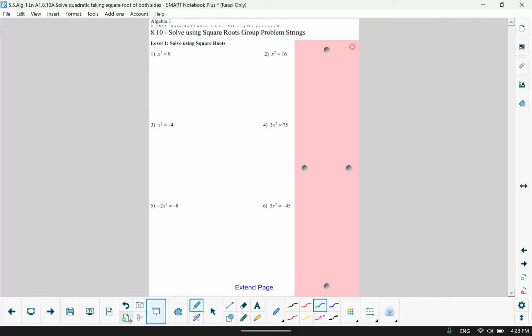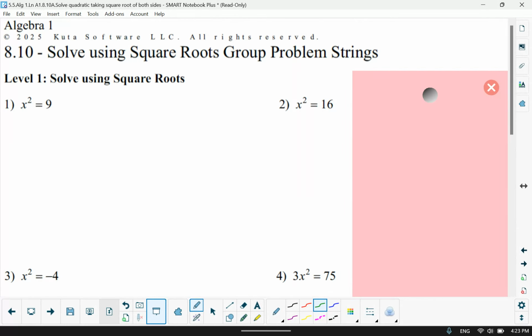I'm going to go ahead and do some odd problems with you and then have you do the evens, checking back for your answers. Let's talk number 1. We're going to solve using square roots. So we have x to the second power is equal to 9. We'd like just to know what x is. And the inverse of a second power is a second root.